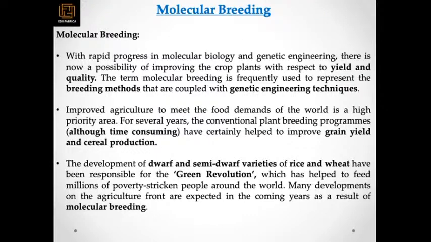Now, I just touched on this topic a little bit for you: molecular breeding. That is, to yield a plant species which has desired traits; you can create a new species after breeding for many cycles. So you can create dwarf and semi-dwarf varieties of rice and wheat, which was done during the Green Revolution. You can also improve the grain yield and cereal production with it over time. You can also maintain the quality of the seeds.